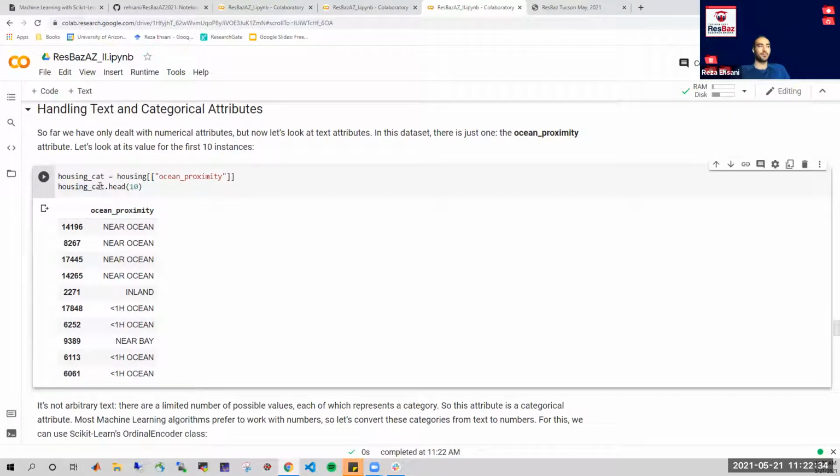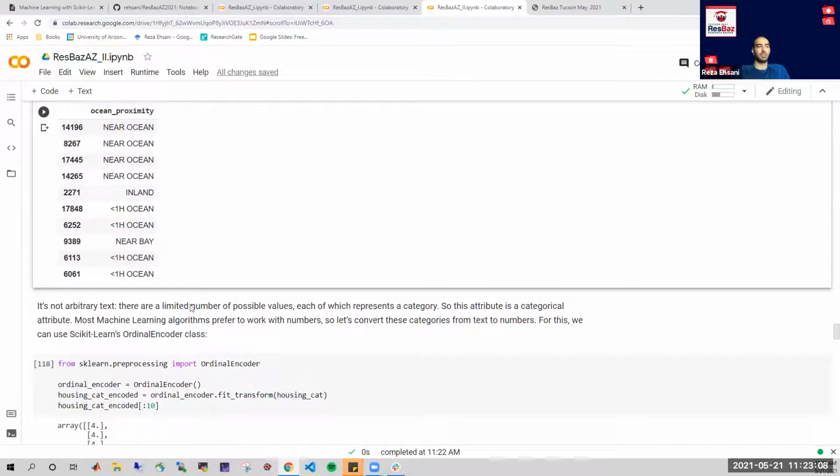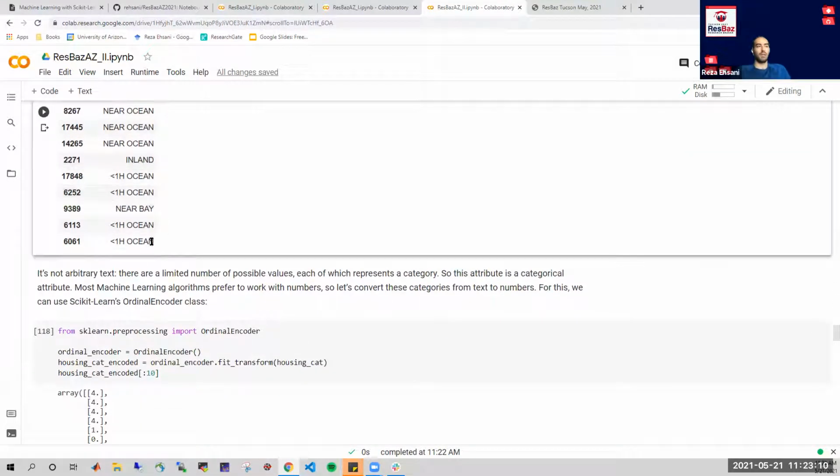Here I have provided the first 10 instances of ocean proximity. You can see that there are repetitive values. It's not arbitrary text. There are a limited number of possible values, each of which represents a category. So this is called a categorical attribute. That is, the number of cases that our instances can take is limited to 5, 6, 7, and numbers like that. Most machine learning algorithms, as I mentioned, prefer to work with numbers, and we should convert this text into numbers. For this purpose, we can use Scikit-Learn's ordinal encoder.